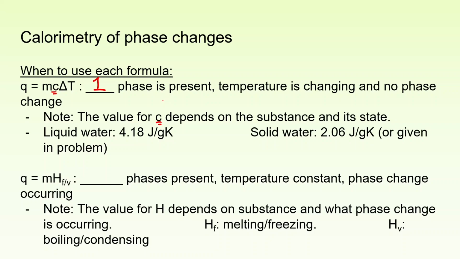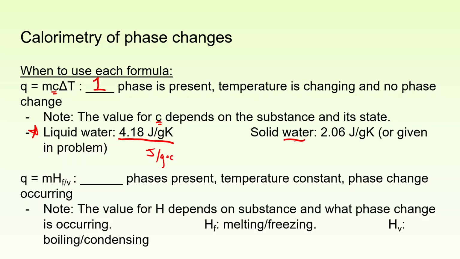A special note, that value for C in the mC delta T depends on the substance and what phase it's in, right? So most of the time, our go-to is going to be this liquid water. We're going to use that one all the time, and it's on the front page. You don't got to memorize it. It's 4.18 joules per gram Kelvin, or joules per gram degree Celsius, which is the same thing. If I change temperature 1 degree Celsius, I've changed 1 Kelvin.